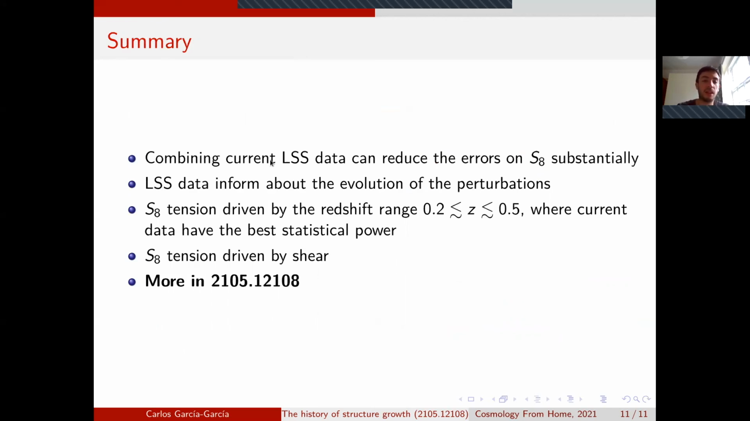First, we already have a lot of data from large scale structure that we can combine together to reduce the errors substantially. Furthermore, this large scale structure data is able to inform us about the evolution of the perturbations, and we can use that information to reconstruct the growth. The tension that we see at redshift 0 is mainly driven by the redshift range between 0.2 and 0.5, where the current data have the best statistical power, and this tension is driven by shear.